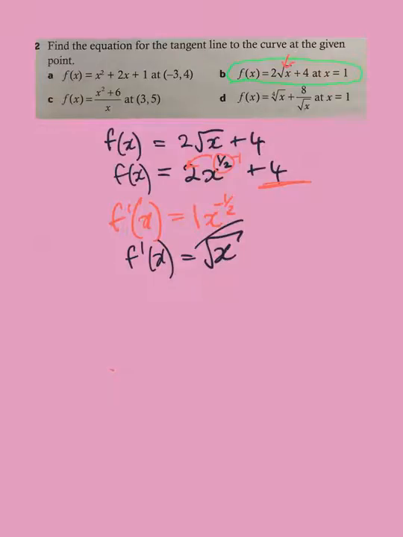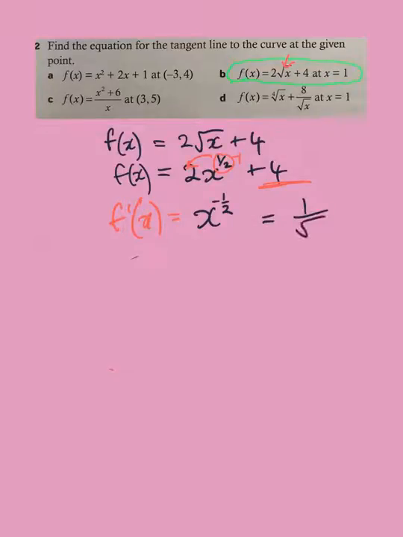So I've ended up with the gradient function as square root of x on 1. Whoops, I just made a terrible mistake. Let's get rid of that. Let's just rewrite this straight away. Okay, so that's equal to x to the negative a half. I could also say this is 1 on square root of x, but I'm going to leave it like that for now.